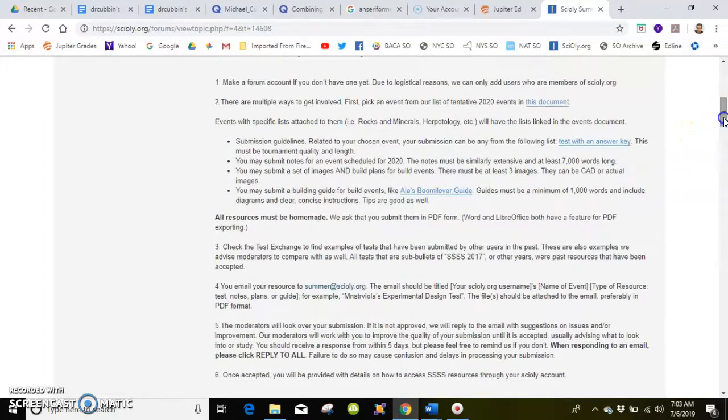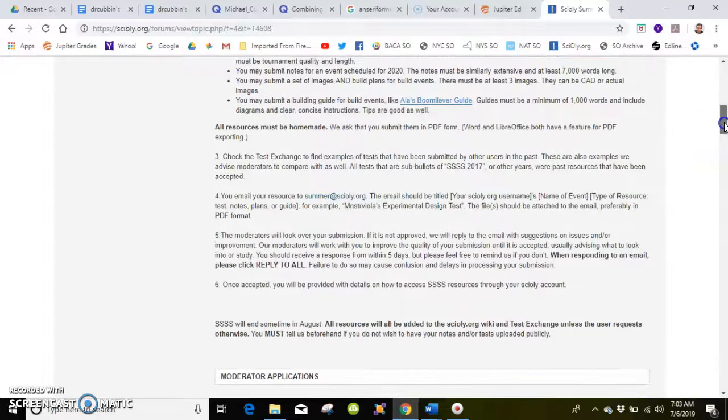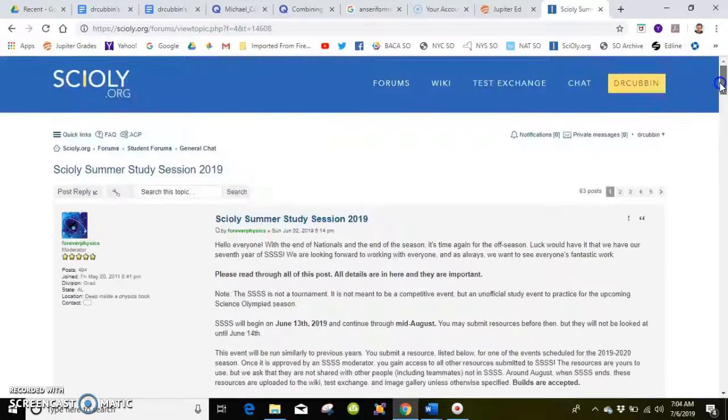If you are submitting something for the Boomer Lever or another building event, you can take pictures, but you can go through this and read exactly what they're doing. Take pictures of your diagrams and include them. Also, once you get finished, you're going to make sure it's done correctly. You're going to be submitting to summer@scioli.org.